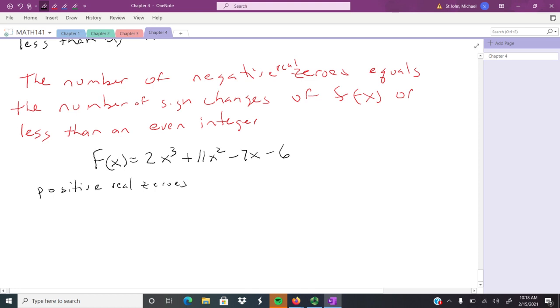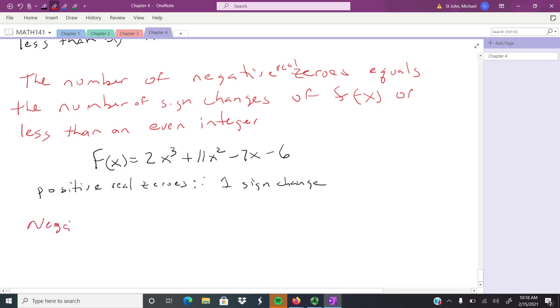Well, let's see. We start positive. We're still positive. Then we become negative. So we have one sign change, and that's it. So there's going to be one possible positive one. And now how about the negative ones?